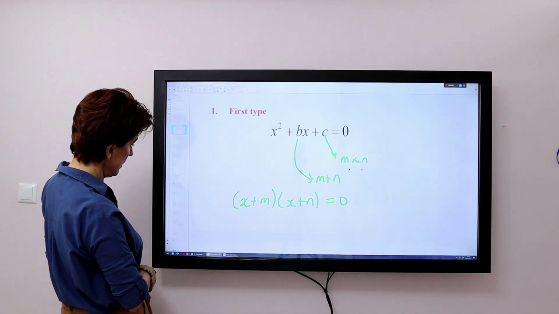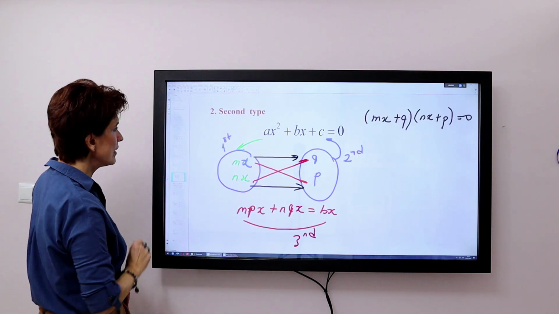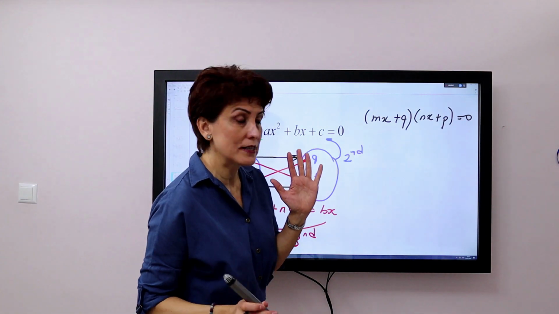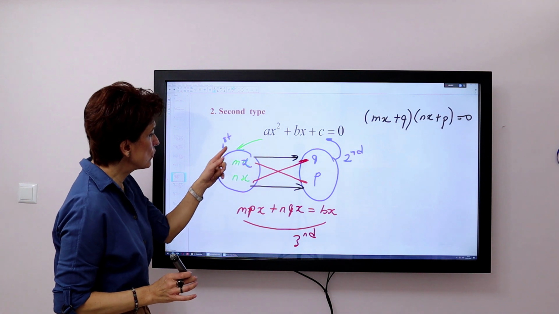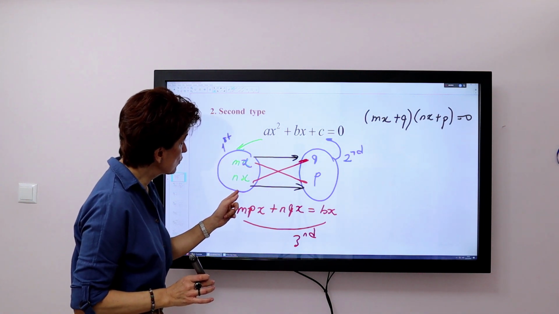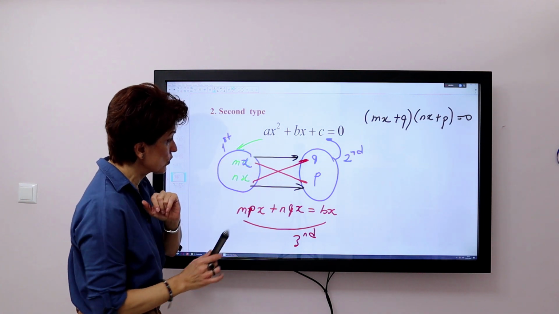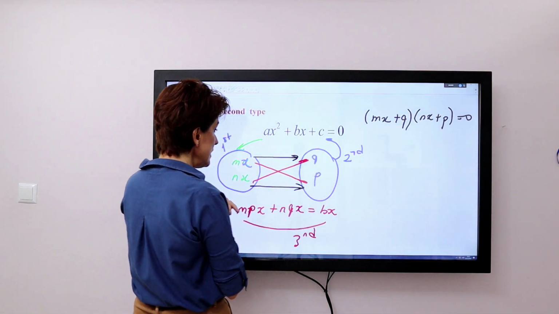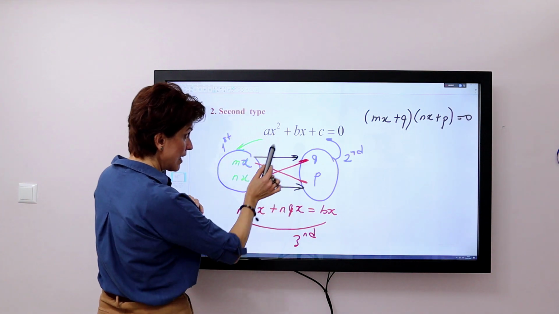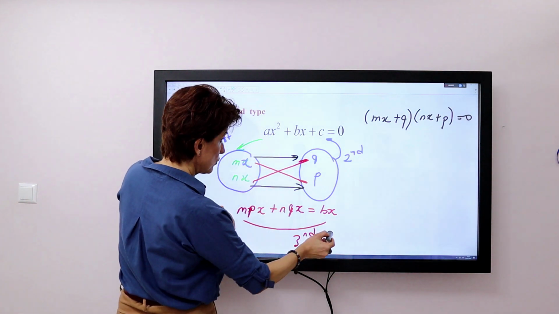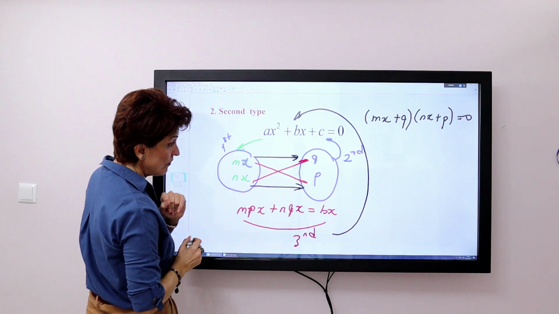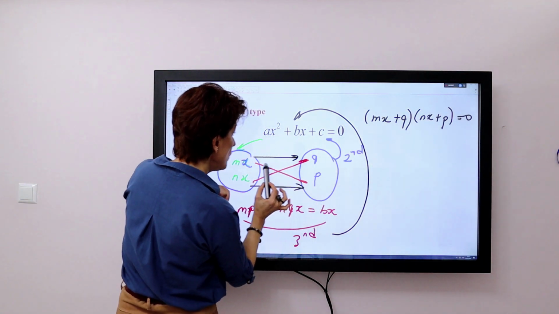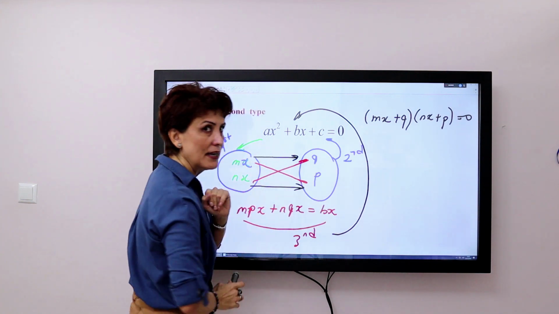Got it? And then the second type: three conditions we need to satisfy. We need to find two different terms whose product gives us ax squared. Two numbers whose product gives us c. The sum of the cross product has to give us the middle term. However, we need to write in this form, mx plus q, nx plus p. Got it?